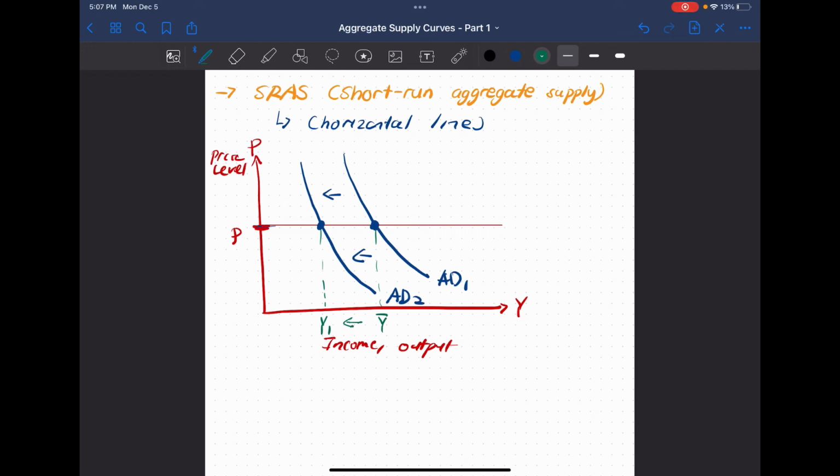Now, don't forget to watch part 2, because in part 2 we will combine the short run aggregate supply curve and the long run aggregate supply curve to analyze deeper the concept of short run fluctuations as a whole.